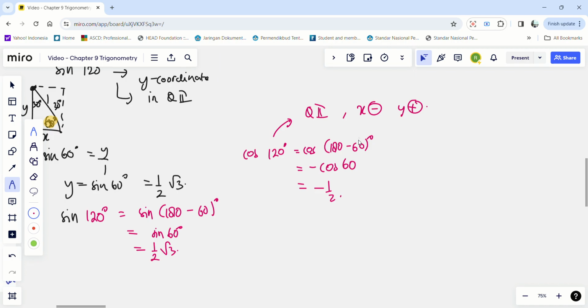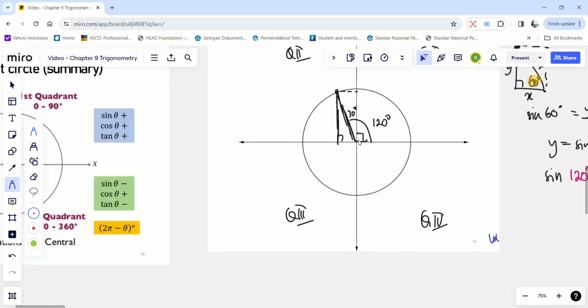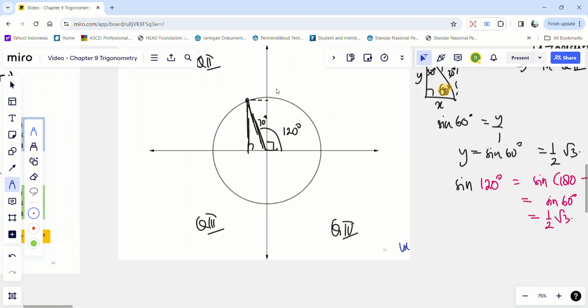The similar idea you can apply in quadrant 3 and quadrant 4 by using this. I'll show you more examples in the next video, by using this unit circle again. Hopefully this helps, at least for quadrant 2.